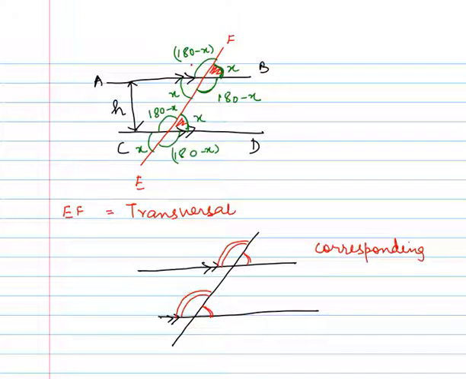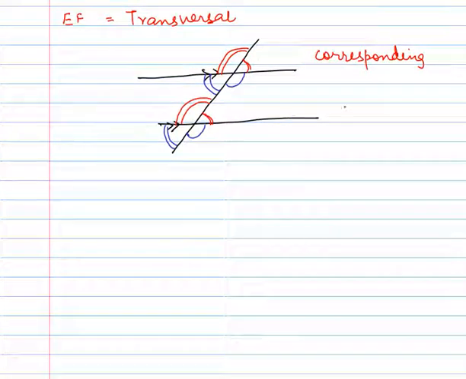Similarly, this angle and this angle are corresponding angles. These are also the same, and this angle and this angle are also the same. So there are four corresponding angle pairs. So we were talking about corresponding angles.